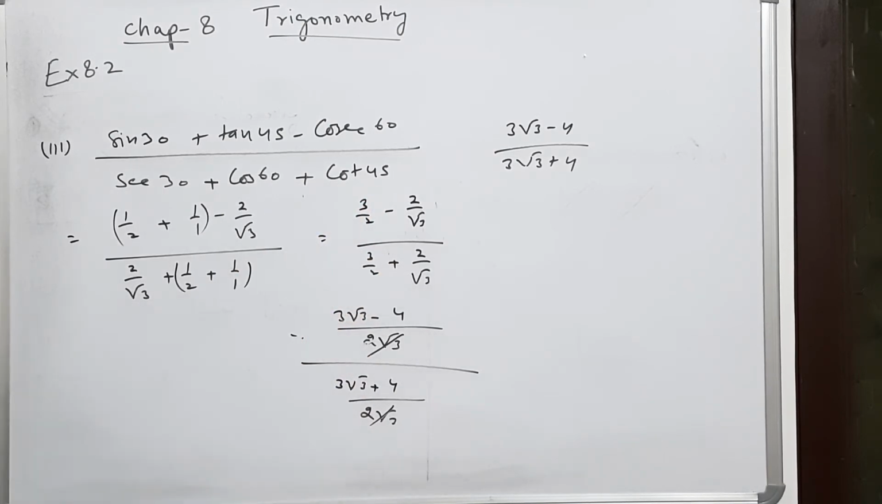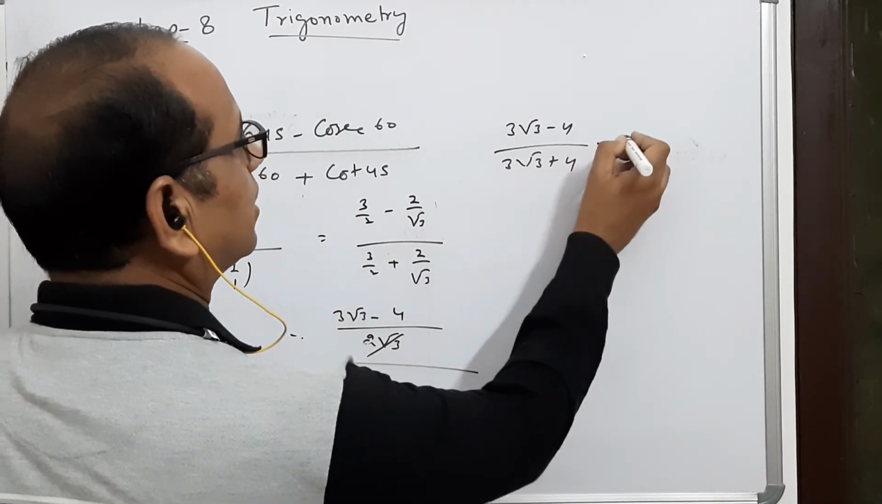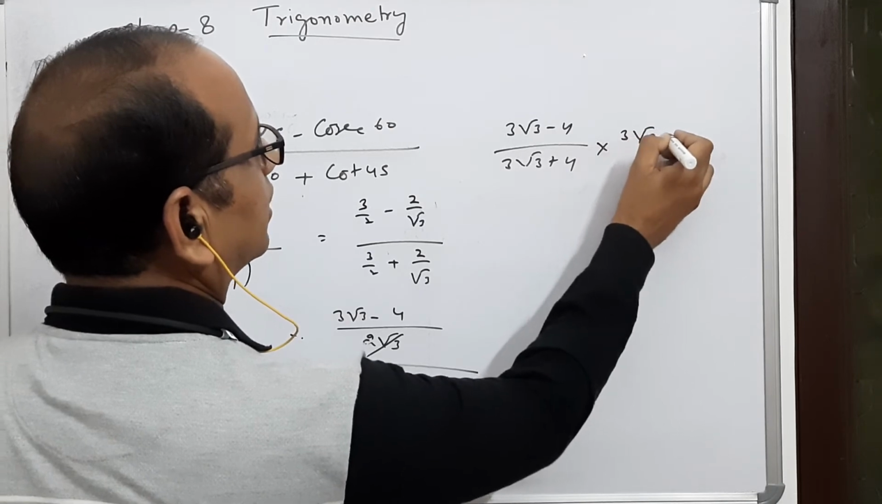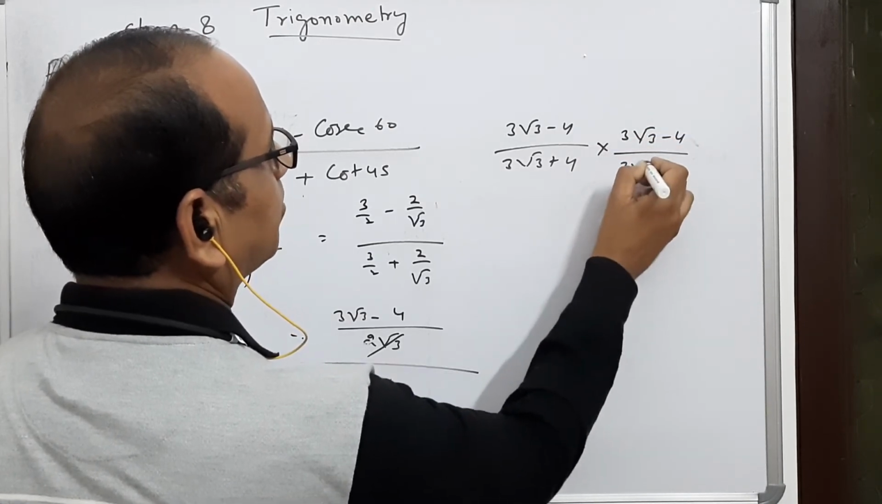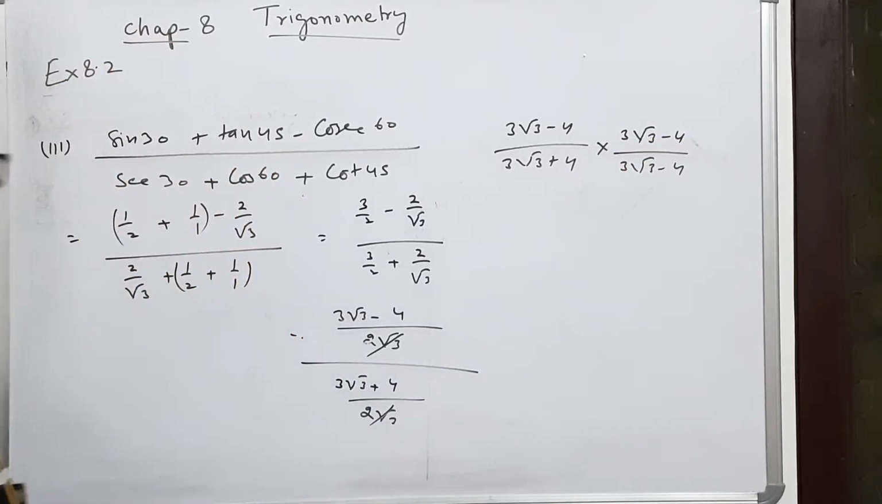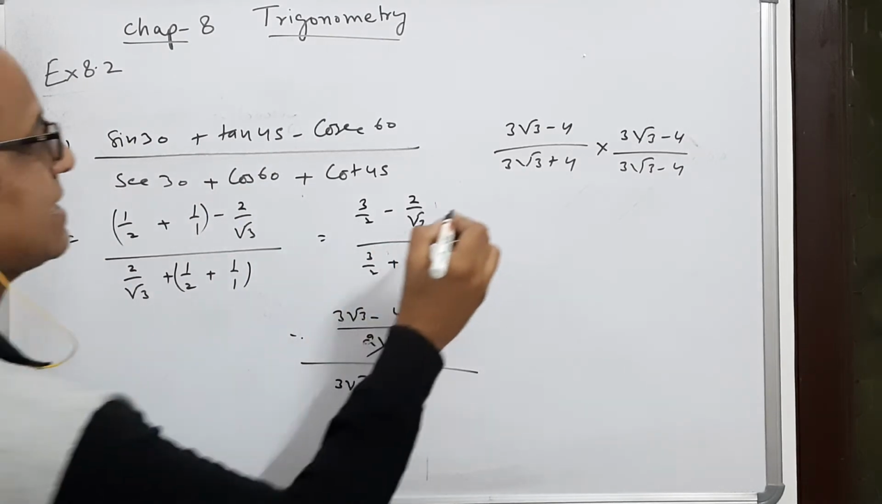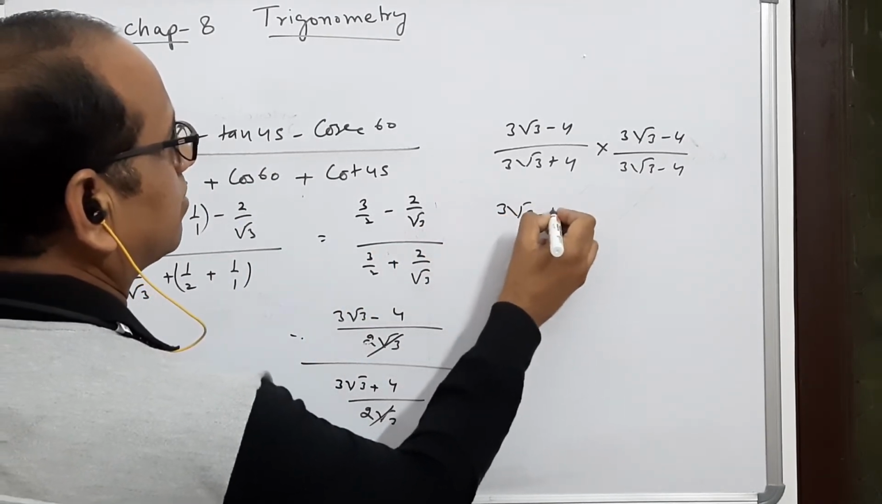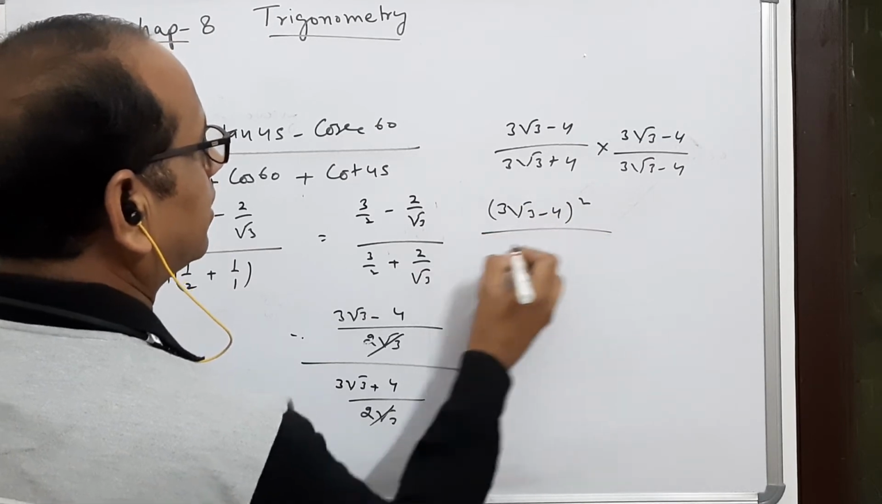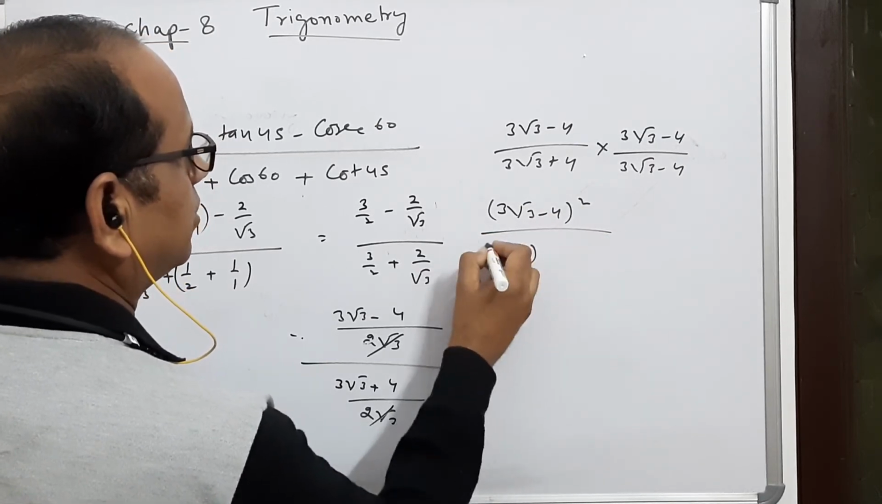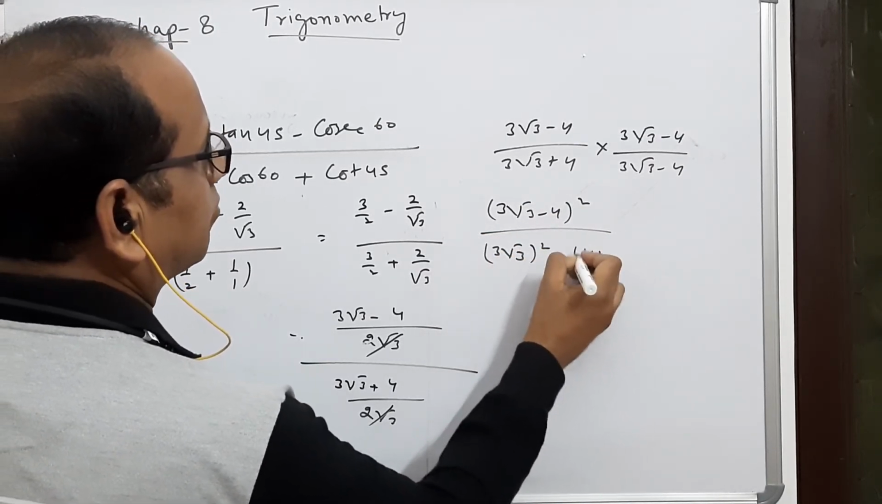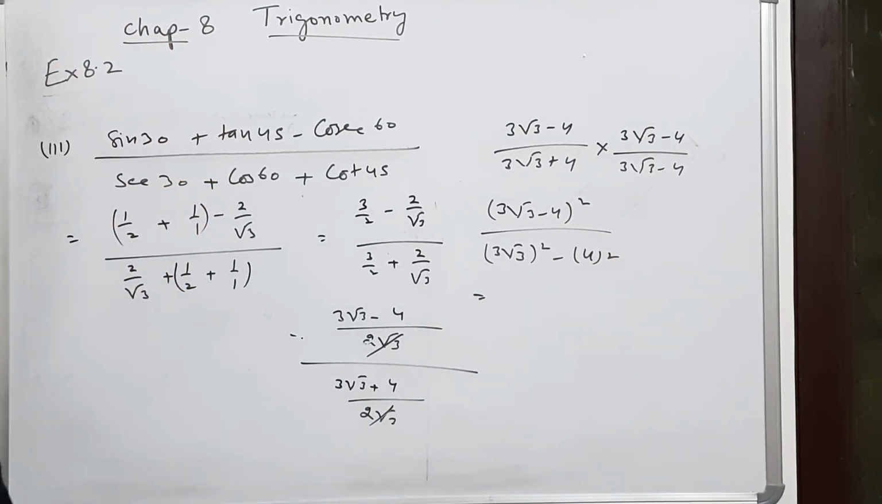9 and you have read there rationalizing the denominator. So here we write this part. You know it very well. So the answer is 3 root 3 minus 4 whole square and the denominator is 3 root 3 whole square minus 4 whole square. So that will be the answer.